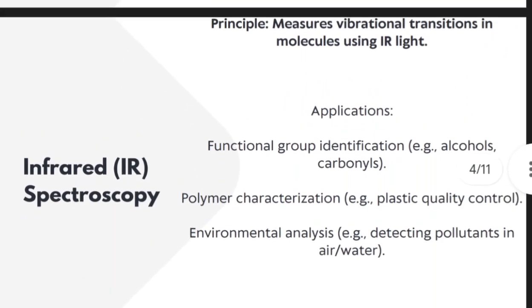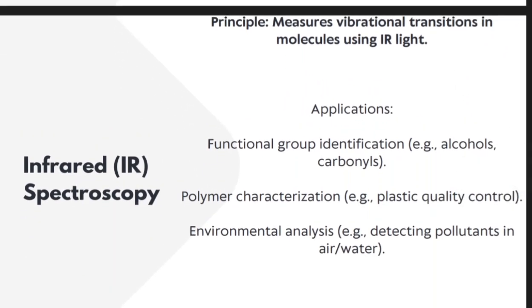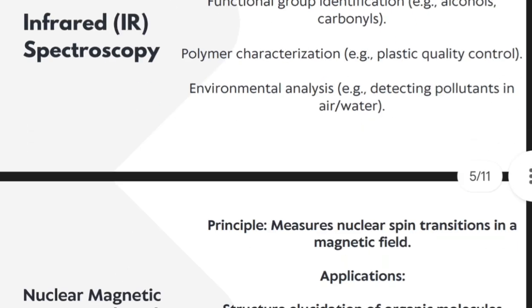Next one is infrared spectroscopy. It measures vibrational transitions in molecules using infrared radiations. Applications are functional group identification can be done, as in alcohols, carbonyls, aldehydes, etc., can be studied with the help of this technique. It helps for characterizing polymers, as in plastic quality control, and even environmental analysis. It's highly applicable, as in detecting pollutants within air or water.